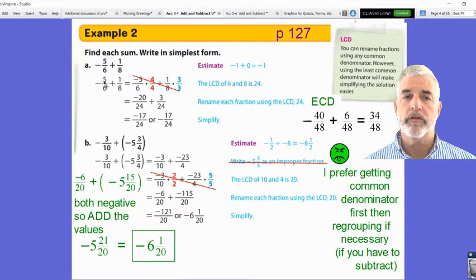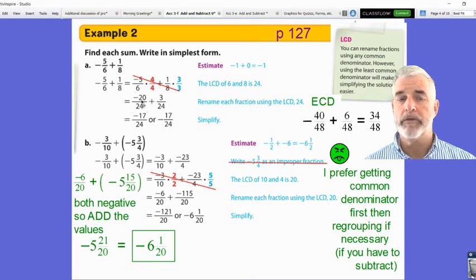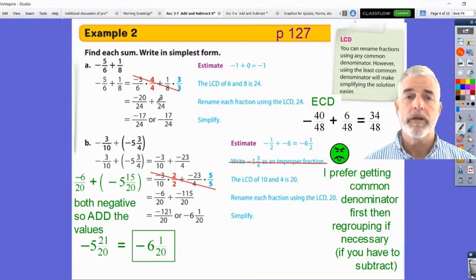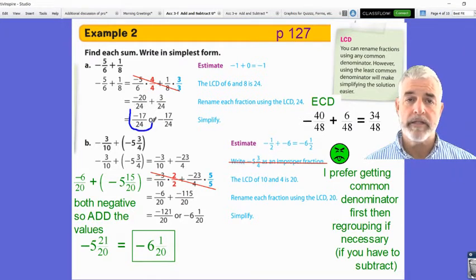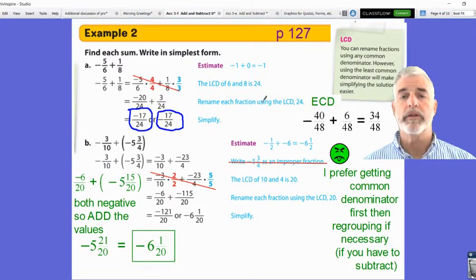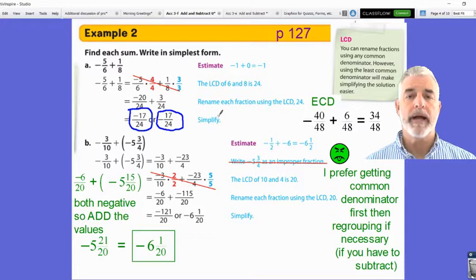So 6 goes into 24 4 times, so that's negative 20 24ths, and 1/8, the equivalent of that is 3 24ths. Now you're going to add these numerators together using the rules of positive and negative numbers. So negative 20 plus 3 is negative 17. So negative 17 over 24 is your answer. You can leave it like this with the minus sign on the top, or you can write it more stylishly like this with the minus sign in the front. We talked about that in the last class.